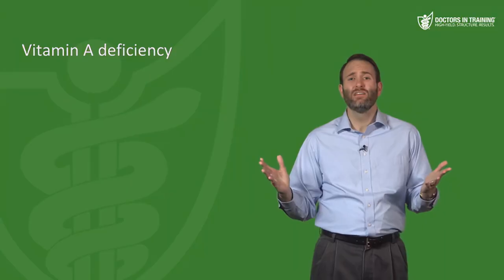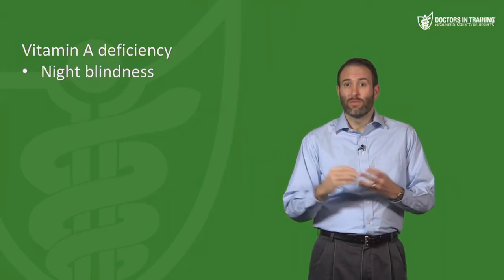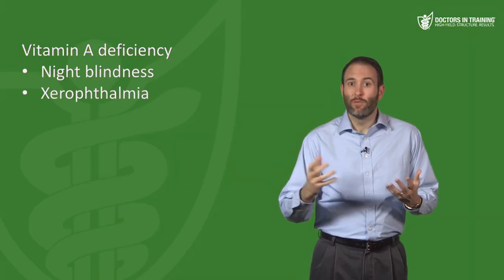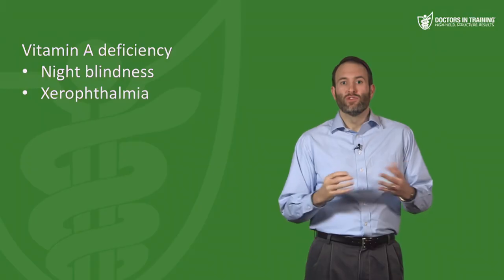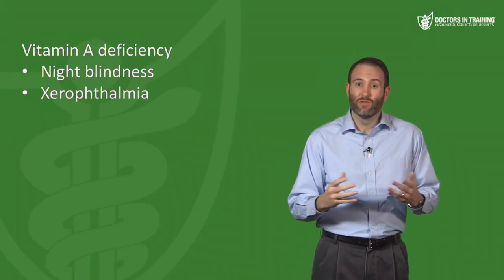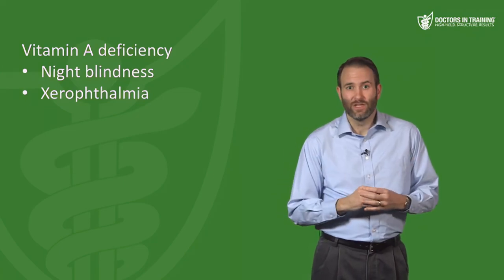Now, what are some of the signs of deficiency of vitamin A? Well, you can have night blindness, so think about a lot of eye issues. Xerophthalmia, which is a pathologic dryness of the conjunctiva and cornea resulting in corneal ulceration and blindness. So if you see corneal ulceration, you need to at least consider a vitamin A deficiency.